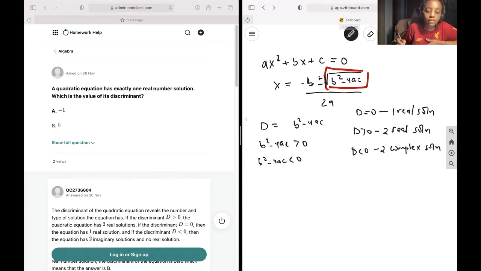Okay, so we are told in this problem that the quadratic equation has exactly one real number solution. And so for one real solution, that means d is greater than 0 in order for you to get that one solution.